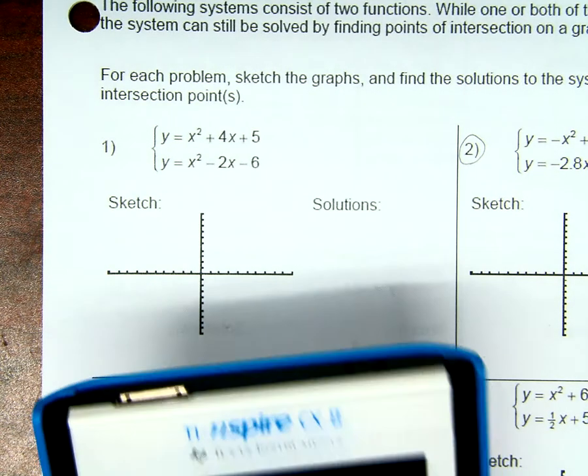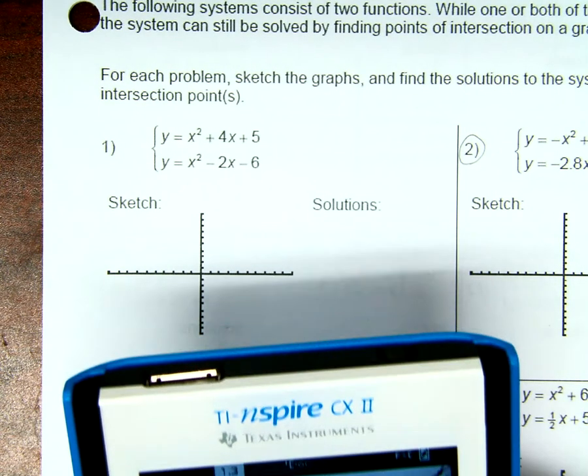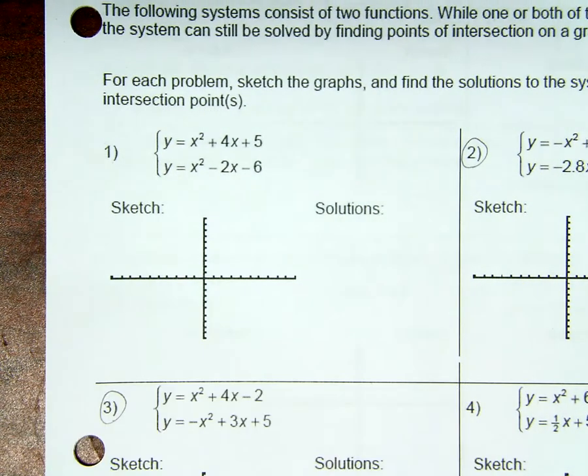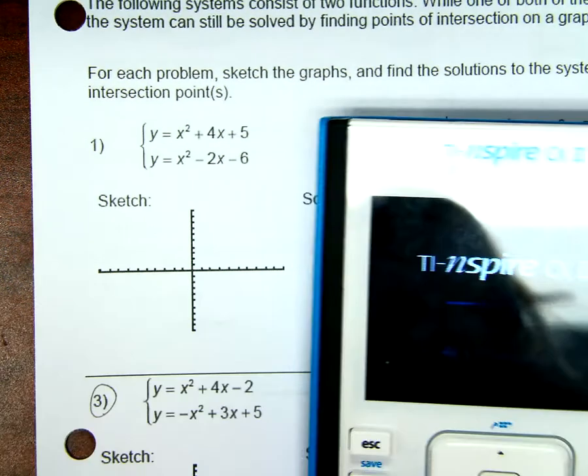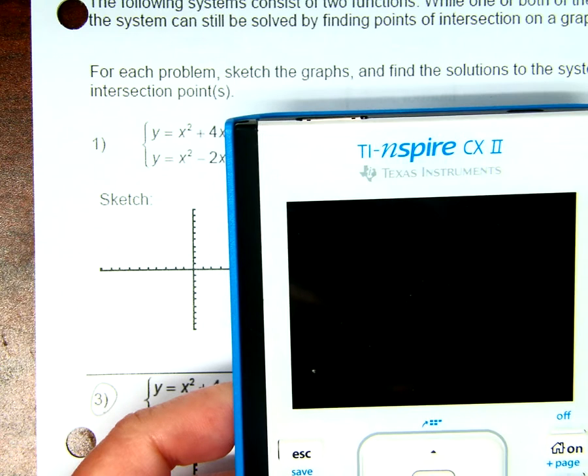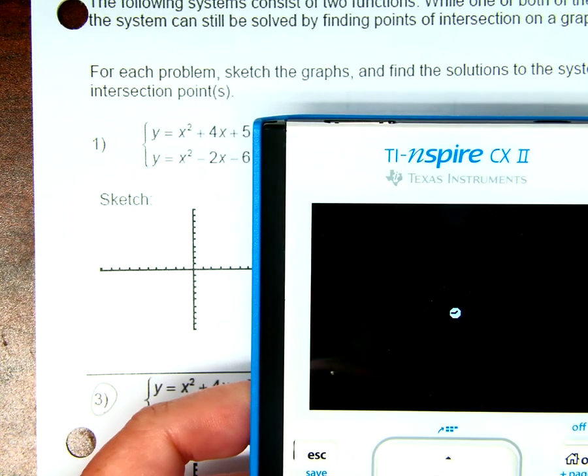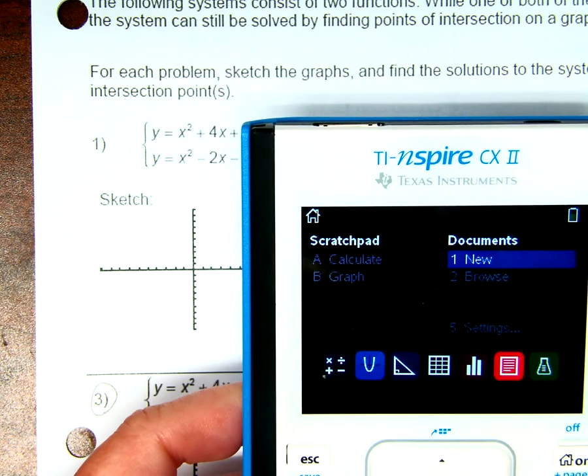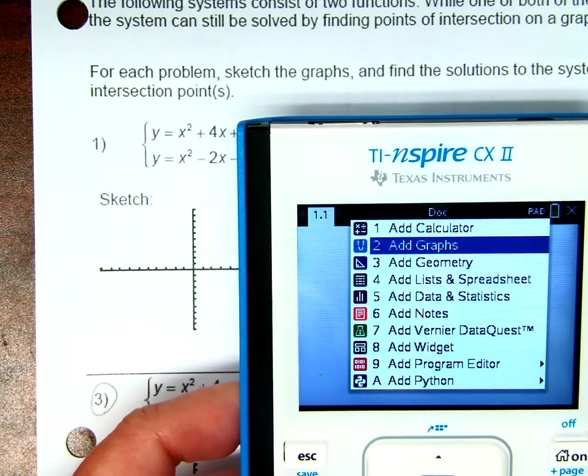Excellent. So start a new document. We're going to start a new document that is a graph.